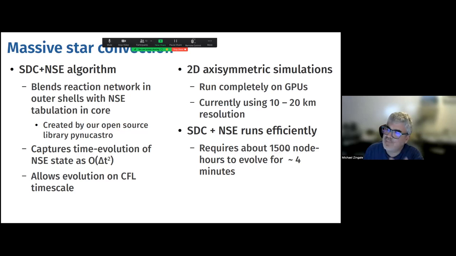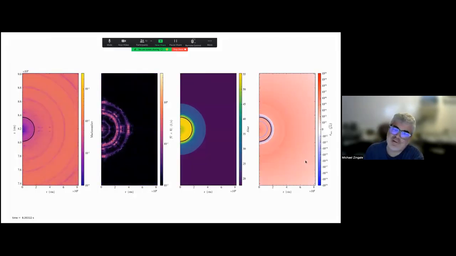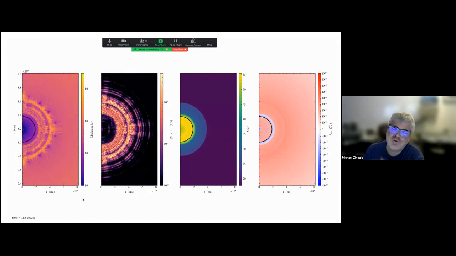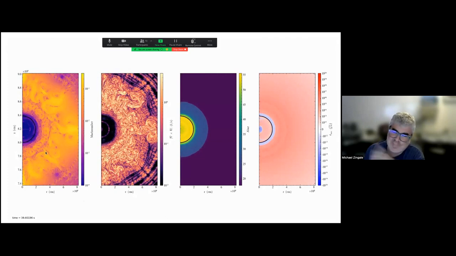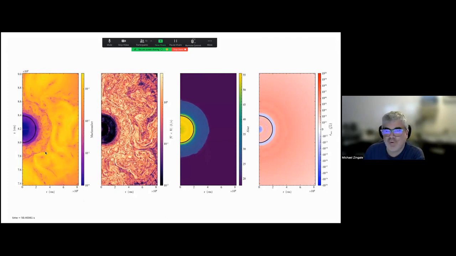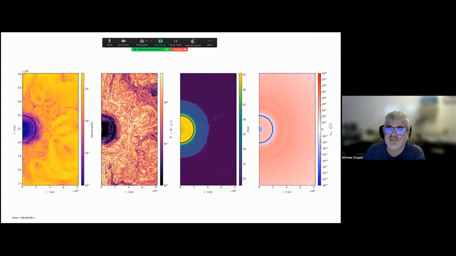We can use maybe 1,500 node hours, not that much, and run for 5 or so minutes. And we get something that looks like this. Here's the massive star. This is showing only the inner 1% of the simulation. The blips at the beginning were our way of initializing a self-consistent convection.